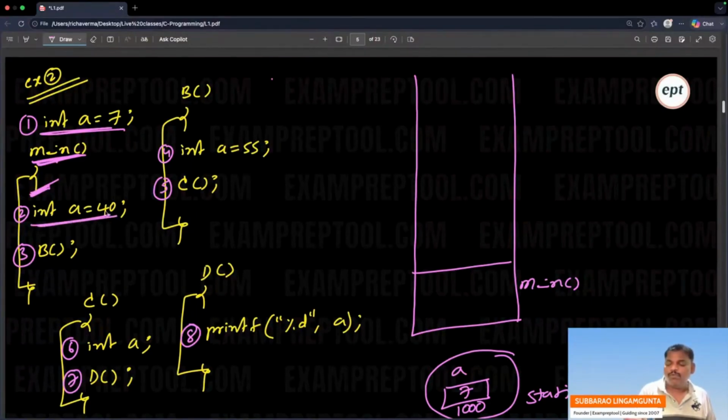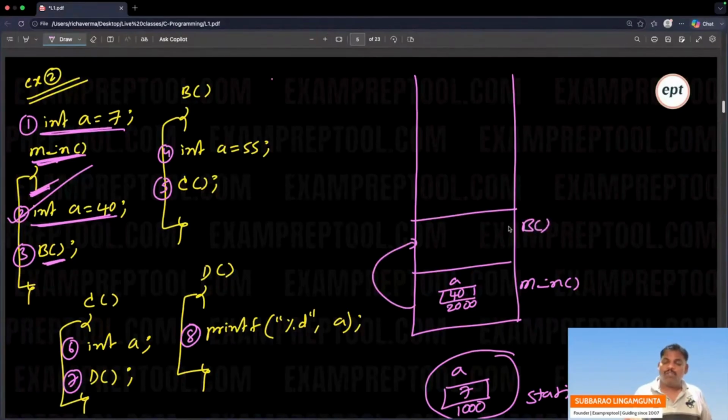Int a is equal to 40. Local variable memory will be allocated, 40. Address is 2000. Okay, first line is over. In the main, first line is completed. Let's go to the second line in the main. B called. See, B function called. Called, push.